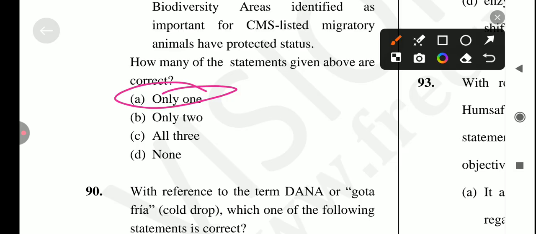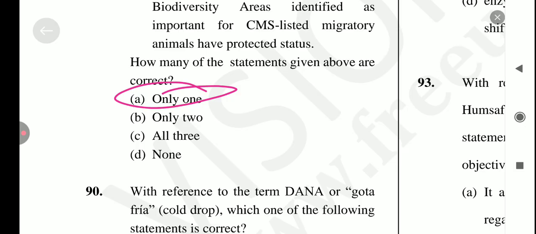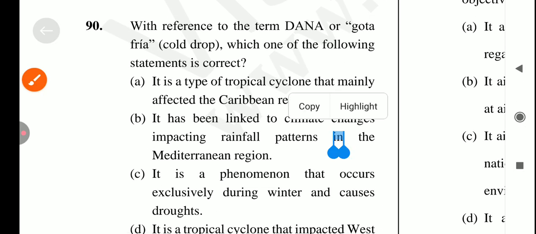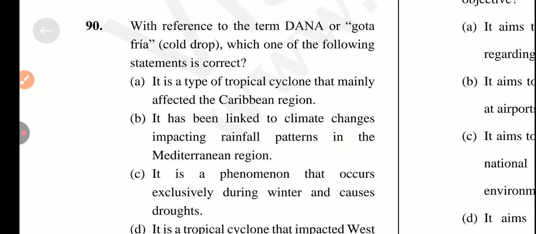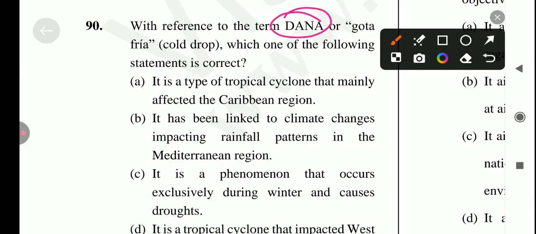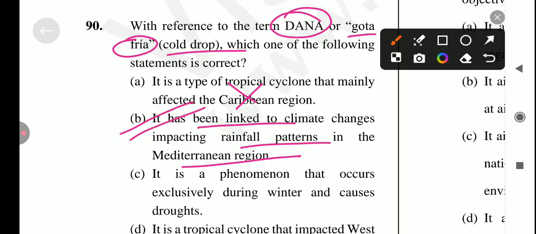Only one is correct. Okay, let's come to the next question, which is: with reference to the term Dana or gota fry, which is cold drop, which one of the following statements is correct? First statement is it is a type of tropical cyclone that mainly affects the Caribbean Sea. No, it's not a correct statement. Next is it has been linked to climate change impacting rainfall patterns in the Mediterranean Sea. Yes, it's a correct statement. So the answer for this question is option number B.